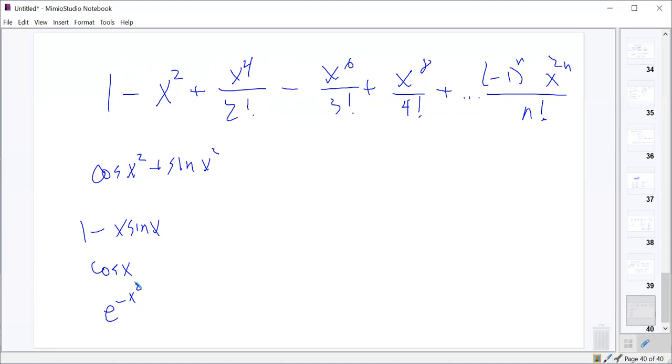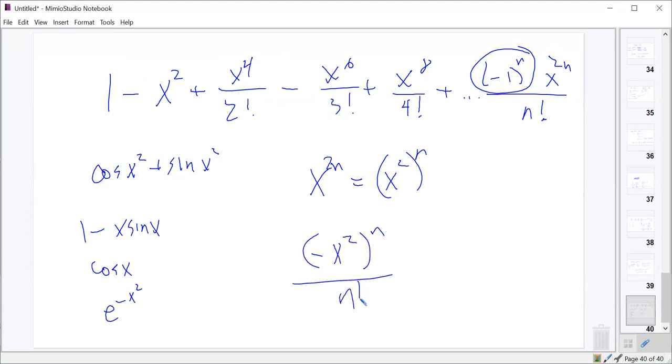Hopefully you note that the -1 at the end is just going to make this the alternating thing, and it just means that we are going to throw this -1 in with the x so I can work with this x to the 2n. So x to the 2n is the same as x squared to the n, right? Those are the same thing. So really, we should have -x squared to the n over n factorial.